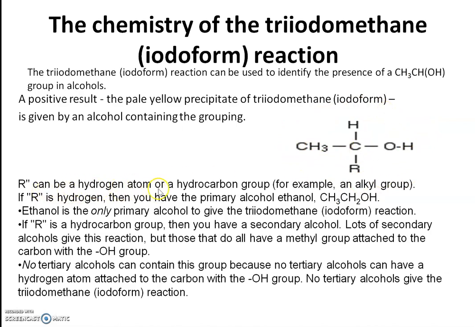R can be a hydrogen atom or a hydrocarbon group, for example an alkyl group. If R is hydrogen, then you have the primary alcohol ethanol. Ethanol is the only primary alcohol to give the triiodomethane iodoform reaction. If R is a hydrocarbon, then you have a secondary alcohol. Lots of secondary alcohols give this reaction, but those that do all have a methyl group attached to the carbon with the OH group.